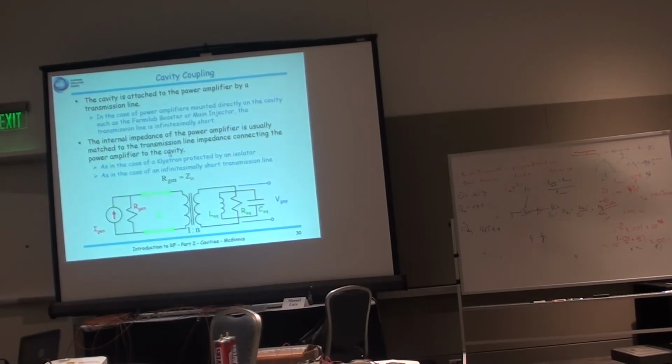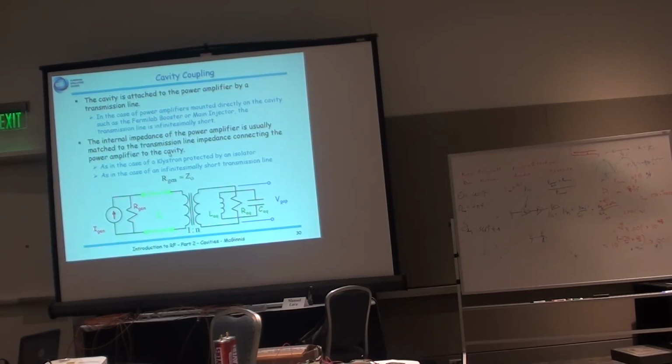Okay, now, so the cavity, again, is usually attached to the power amplifier by a transmission line. Again, in the case of a lot of old-style cavities, that transmission line is infinitesimally short. The power amplifier sits right on top of the cavity. But in most cases, your cavity's downstairs, your klystron's upstairs, and you have some type of transmission line in between them.